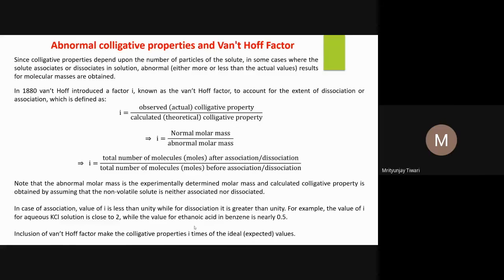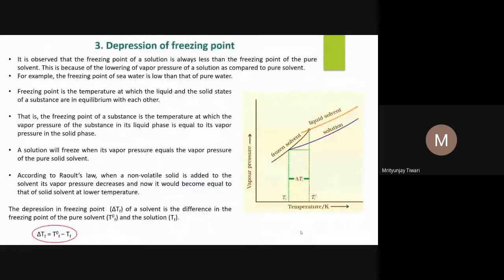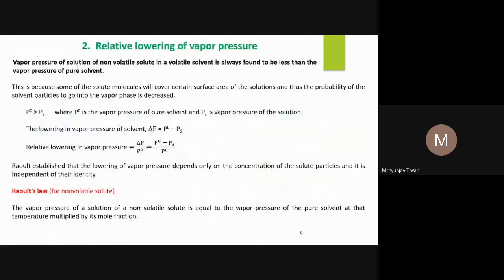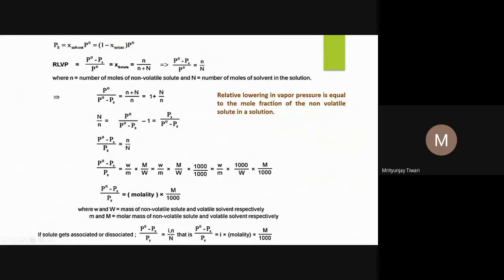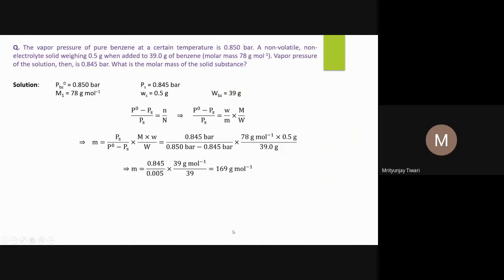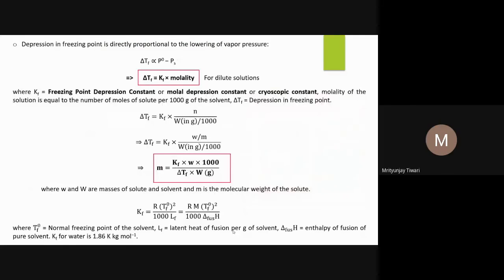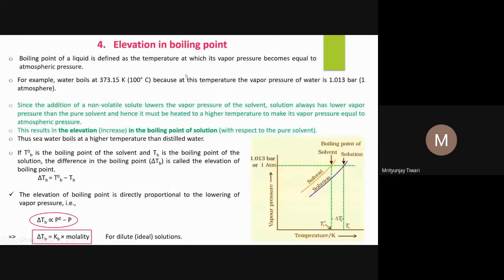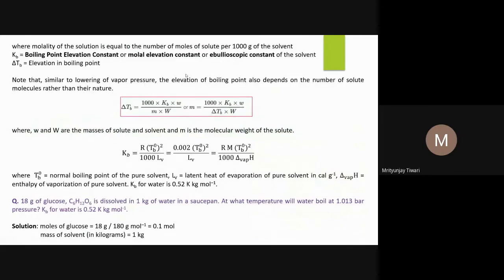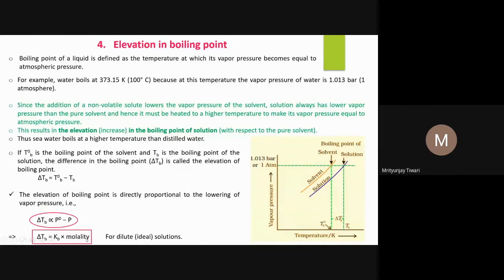Inclusion of the Van 't Hoff factor makes the colligative property i times the ideal value that we obtain. That is why in this equation, the relative lowering in vapor pressure becomes i times the actual value that one would have expected. Similarly, the depression in freezing point will become i Kf into molality. Elevation in boiling point will become i Kb into molality.